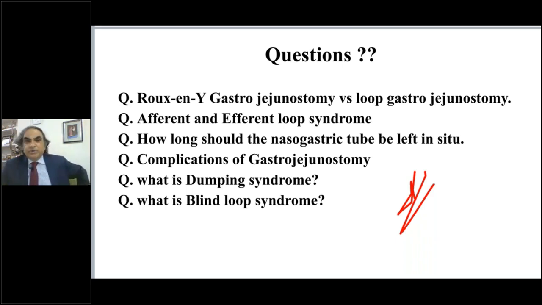Similarly, the blind loop is prevented, because when you do B2, that is Billroth 2, you will have an element which is going to prevent it. Basically, the problems with a blind loop are that there could be static bacteria, which may cause infection and can cause diarrhea. But dumping is an issue.